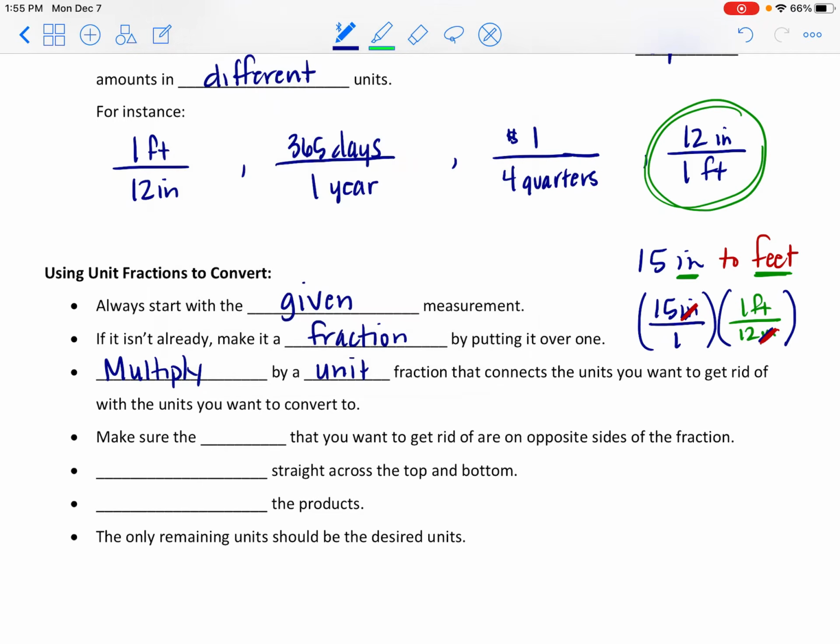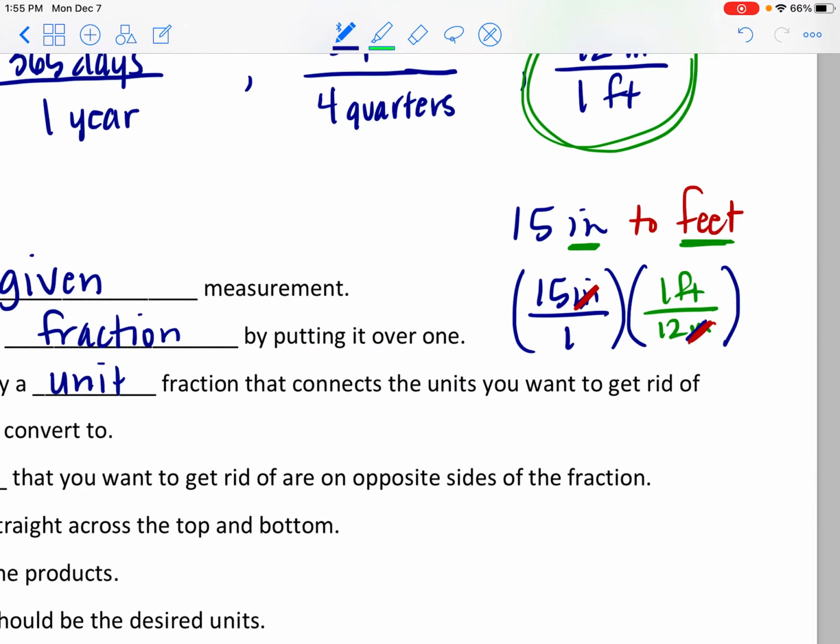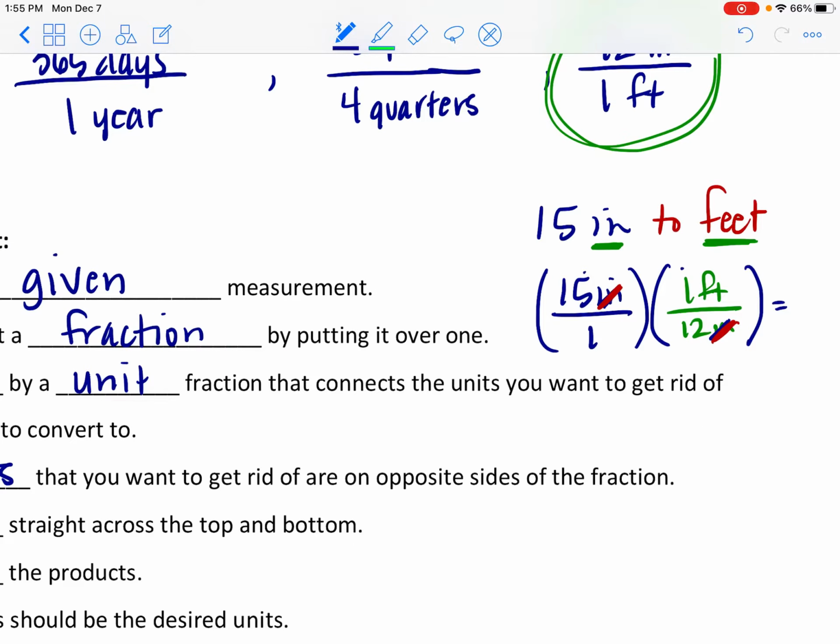So you're going to make sure that the units that you want to get rid of are on opposite sides of your fraction when you set up your initial and your unit fraction. From there, you're going to multiply straight across the top, multiply straight across the bottom. So in this case, 15 times 1 would make 15, and then 1 times 12 would make 12, and then you're going to divide that result to get some decimal possibly, and the only units that are left will be feet. So that would be 1.25, and then feet.